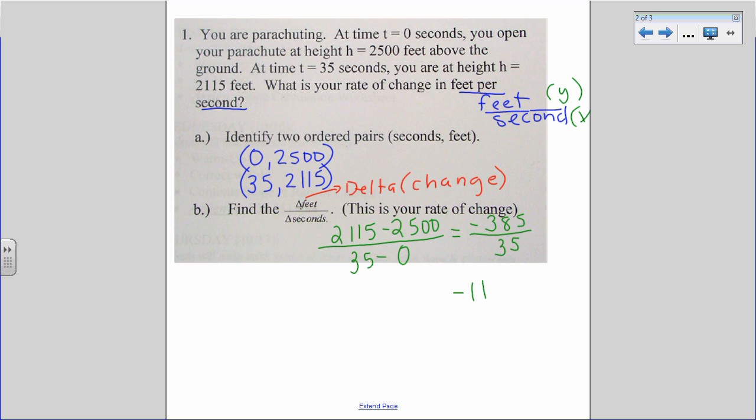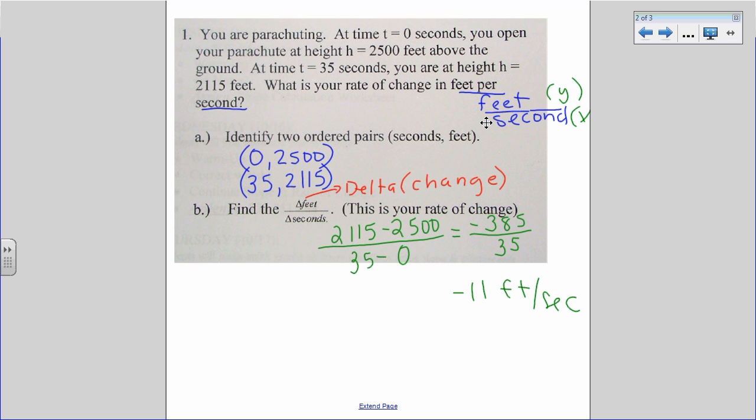Where? Feet per second. Good job. So this is negative 11 feet per second. Does that make sense? Should this have a negative slope? Jacob's shaking his head. Yeah.